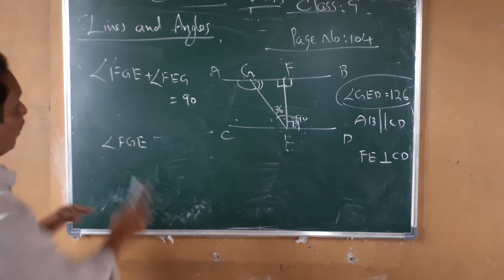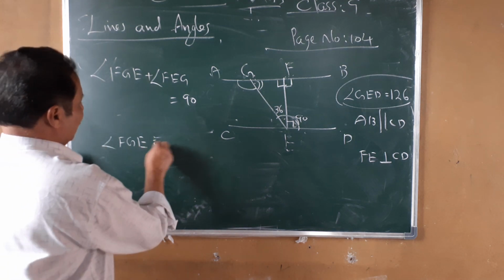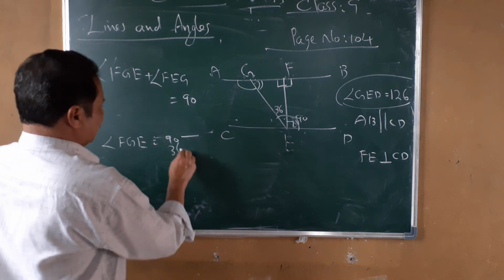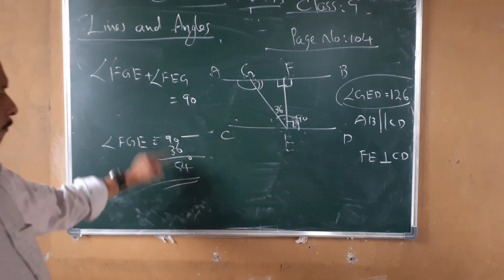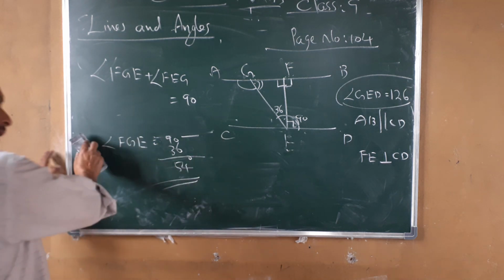So how can we find FGE? That is 90 minus 36. That is 54 degrees. Is it clear? That is 4.